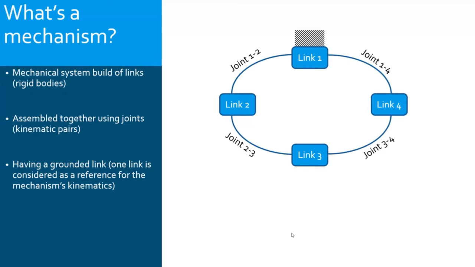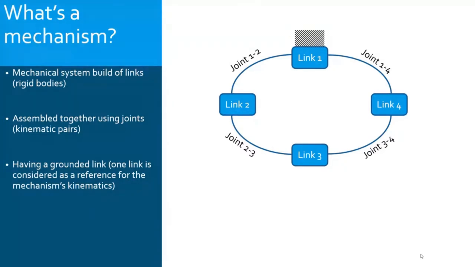So if I consider link one as the ground, I'm considering link one as the reference. And to build a mechanism, I need to make a kinematic chain. A kinematic chain is just, I take links, rigid bodies, I put them into contact, I connect them together using kinematic pairs. To have a mechanism, I need one more condition: one link to be considered as the ground. It depends on your application, it depends how you will use the mechanism, you can change. It's not necessary to always have the same link as the ground.